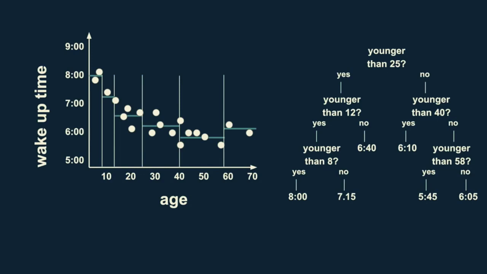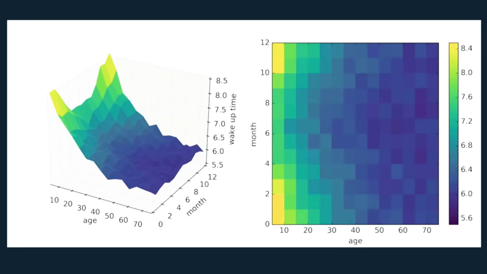We can also extend this regression tree example to have 2 predictor variables. If we consider not only someone's age, but the month of the year as well, then we can find even richer patterns. In North America, days are longer in summer months, and it gets lighter earlier in the morning.